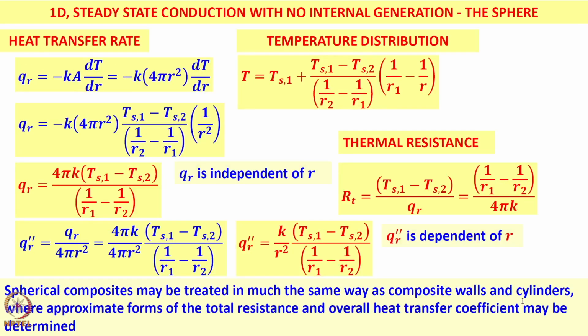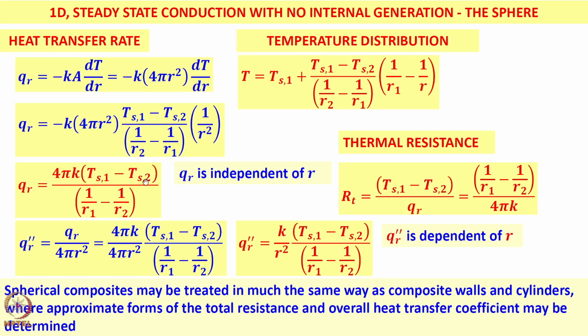So, when I do the maths here, I am going to get Qr is 4 pi k into delta T divided by this. Again, it is independent of R. But heat flux, of course, Q by 4 pi r square, is strongly dependent on R. There it was 1 by R form, here it is 1 by R squared form, so it is very strongly dependent on R.